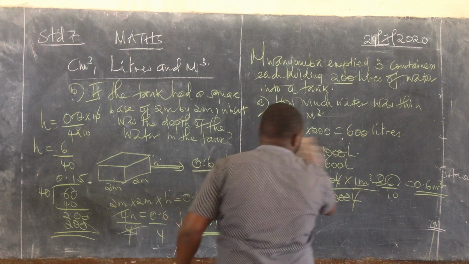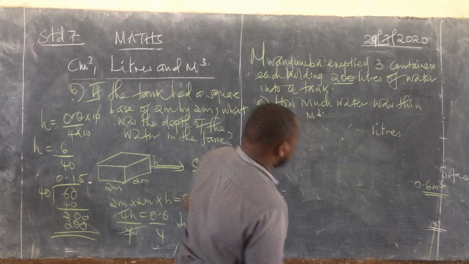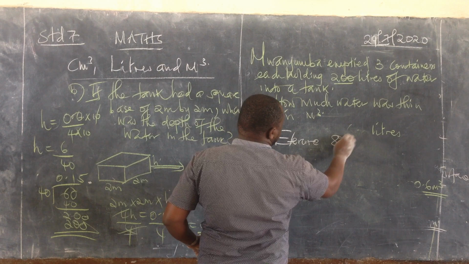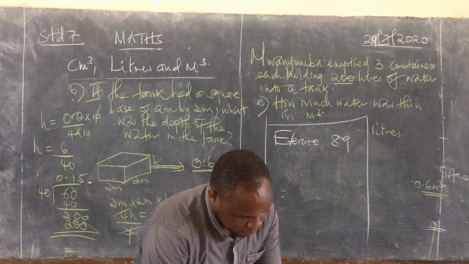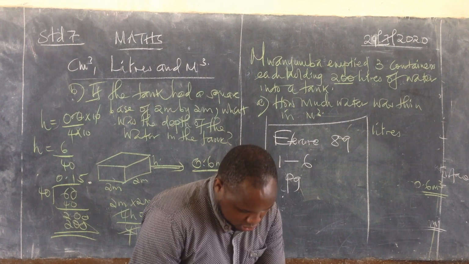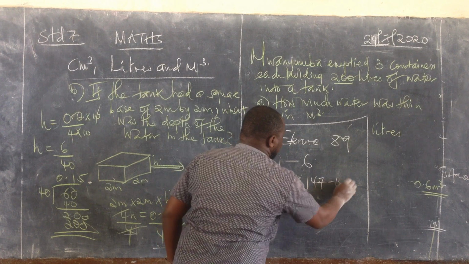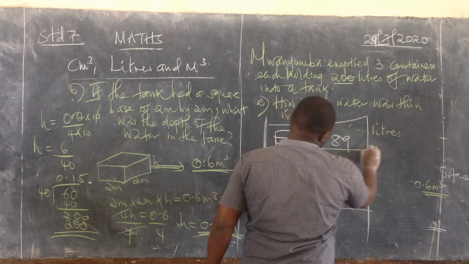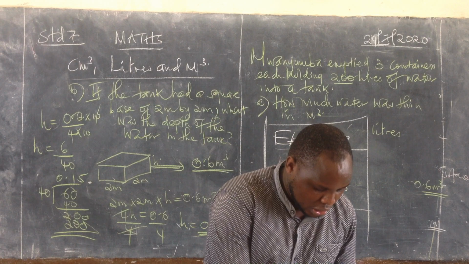So having said that, I want to leave you with work. That is exercise 8-9. I want you to do questions number 1 to 6 on pages 147 and 148. I'm sure you will do this work, do it well, and then submit for marking for us to be able to understand whether we clearly got what we taught.